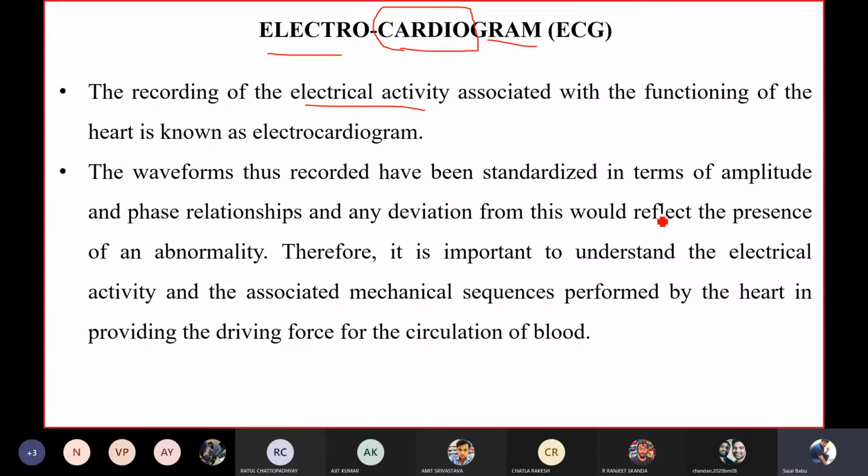What happens with the ECG is that the waveform we are recording is standardized in terms of amplitude and in terms of phase relations. If there is any deviation either in the amplitude or in the phase relationship, then it represents that there is some abnormality in your heart. So the wave of the ECG is standardized.